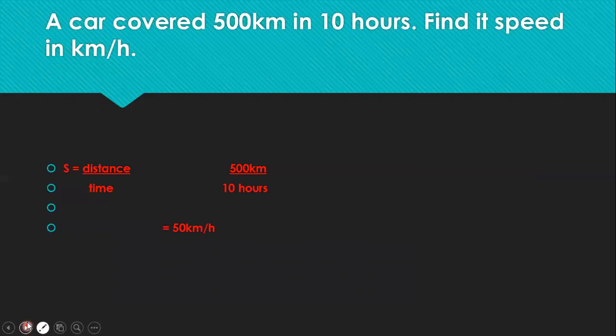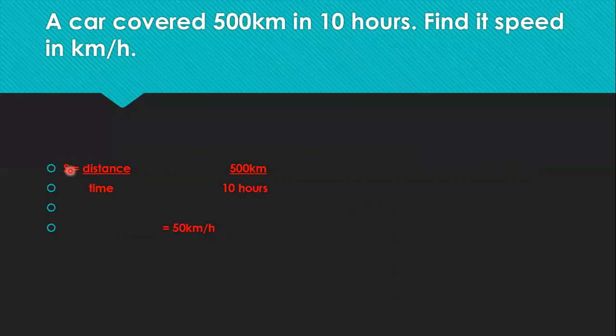Into our first example: a car covered 500 kilometers in 10 hours. Find its speed in kilometers per hour. Like we said earlier, our formula is speed is equal to distance over time. Ask yourself, how many kilometers were covered? It is 500 kilometers. These 500 kilometers were covered in 10 hours. So the question is, what distance was covered in 1 hour? That is the speed.